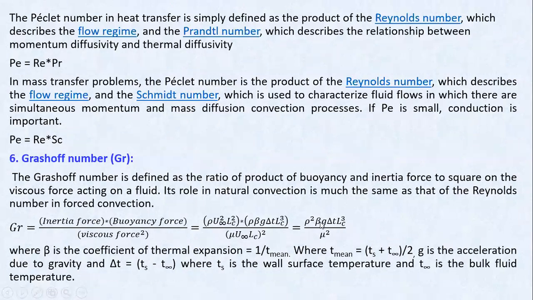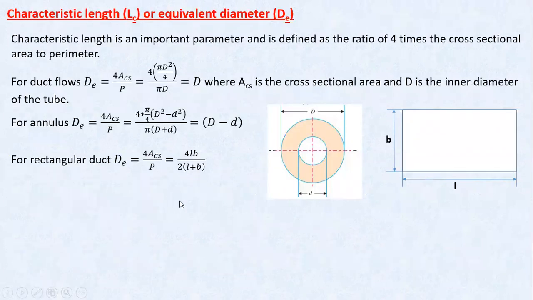And g is the acceleration due to gravity. Delta T is nothing but the difference in the two temperatures, that is wall surface temperature and the bulk fluid temperature. And Lc is the characteristic length and mu is the dynamic viscosity. Now, as I said earlier, there is the term called characteristic length, which is the most important parameter. And it is defined as the ratio of 4 times the cross-sectional area to perimeter.